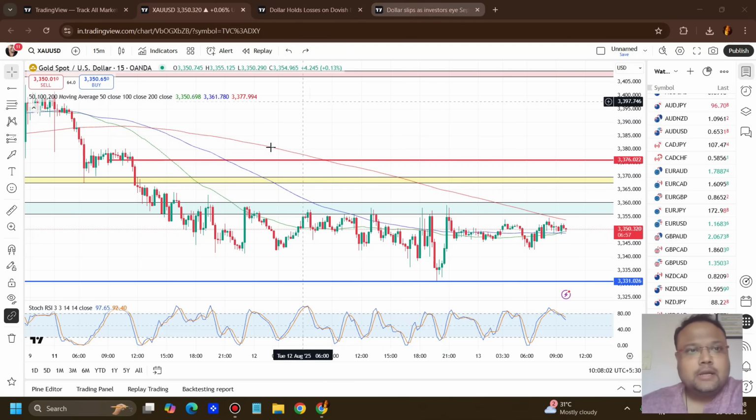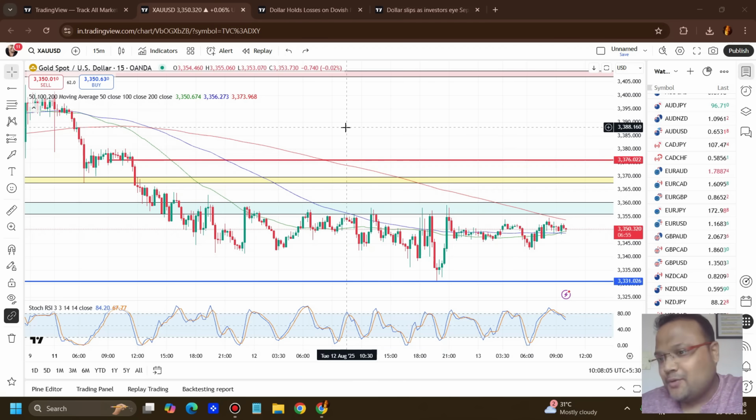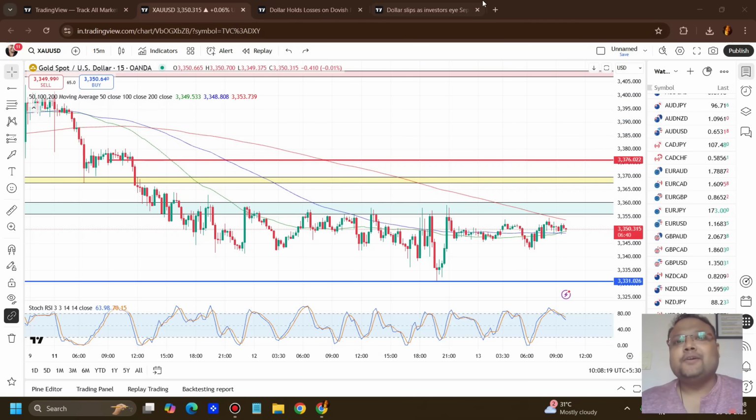So, let's get started. And my dear friends, this is the 15-minute chart of gold in front of us. And as we all know, yesterday, we had CPI. CPI is a major event for the market. And we were expecting that, finally gold would give us some direction. But sadly, gold is still stuck in a range.